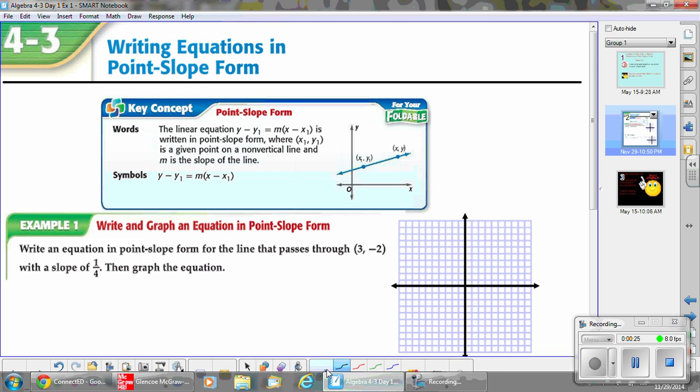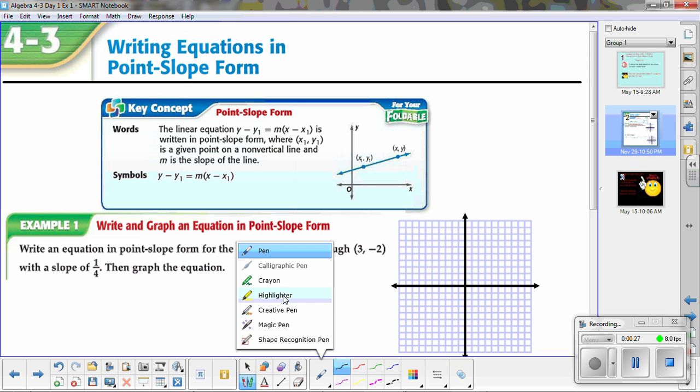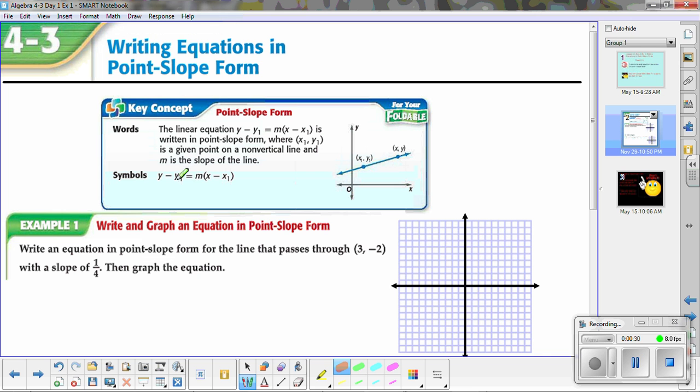Basically, you are going to be replacing x1 and y1 with the coordinates of the point you're given, and m with the slope that you're given, and then you'll leave x and y just as they are.